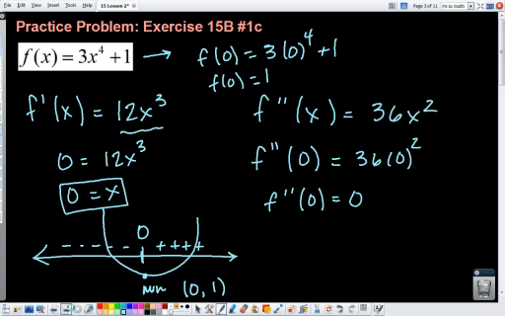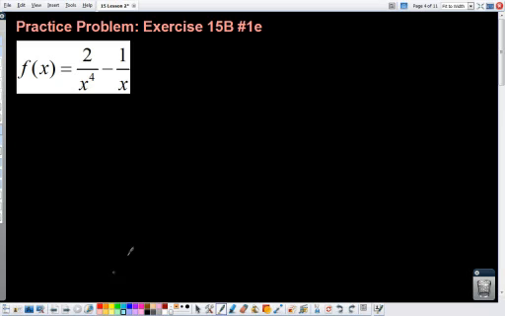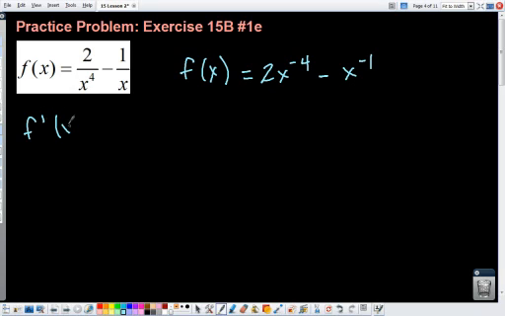Okay, so let's practice another one. This one's a little trickier. I'm going to go ahead and rewrite f of x such that everything's in the numerator. So I'm going to rewrite this using the definition of negative exponents as 2x to the negative fourth minus 1 times x to the negative 1, or x to the negative 1. And now I'm going to go ahead and differentiate.